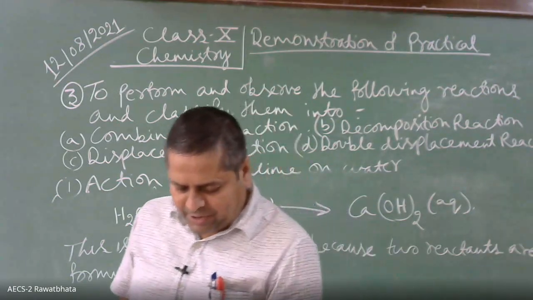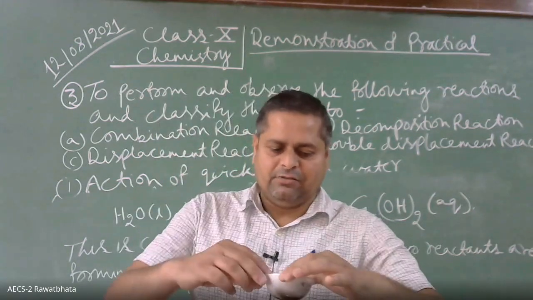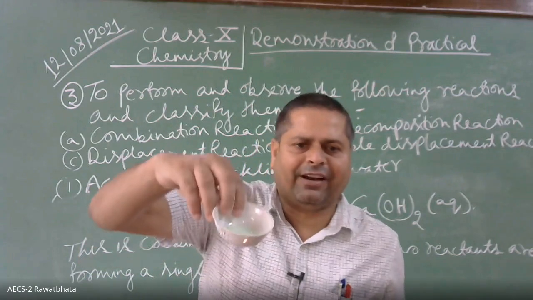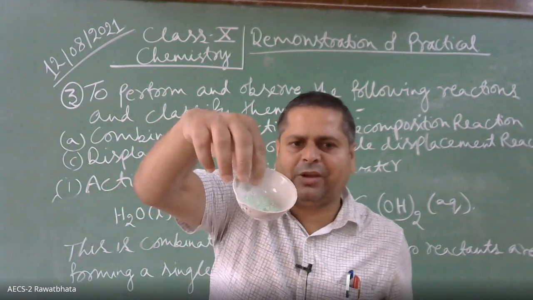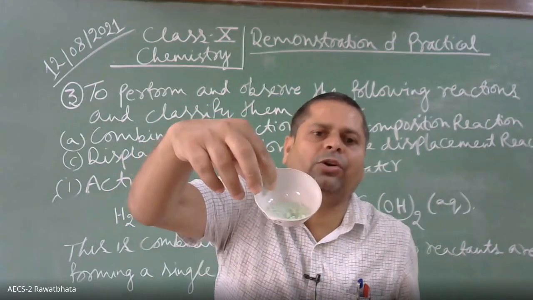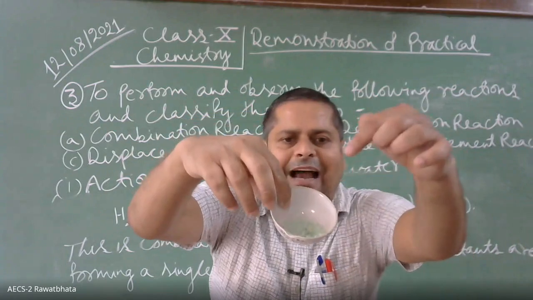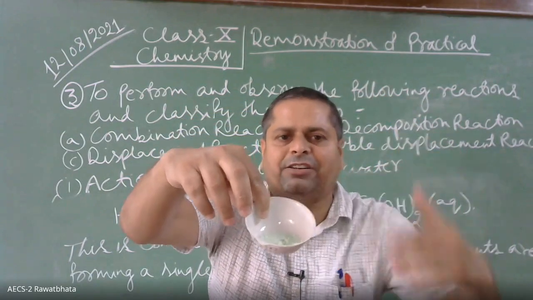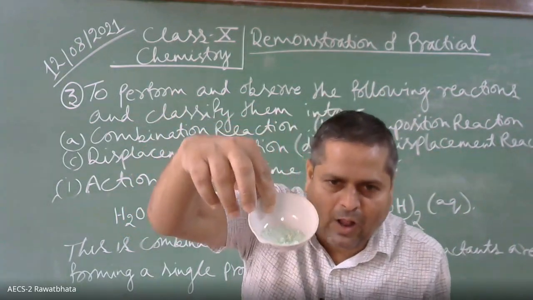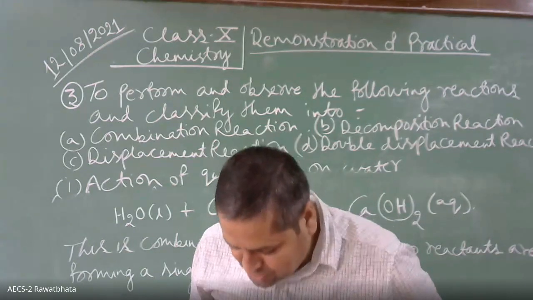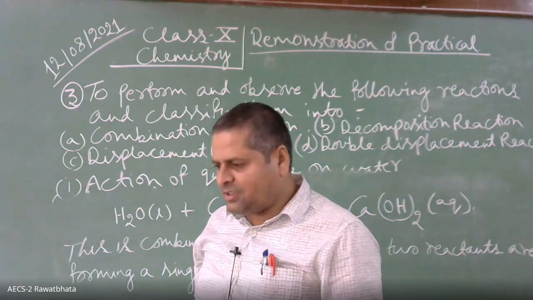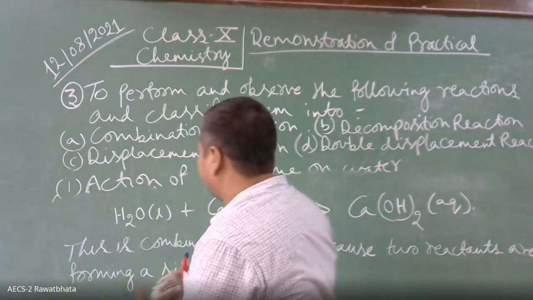Now, can anybody tell me what will happen when this green colored ferrous sulfate crystals are heated? Now you can see the color. Sir, ferric oxide and sulfur dioxide and sulfur trioxide are formed. Very good. No, there is color change. The light green color slightly changes to colorless. Is it so? Yes, sir. Color changes to white. What does this indicate?